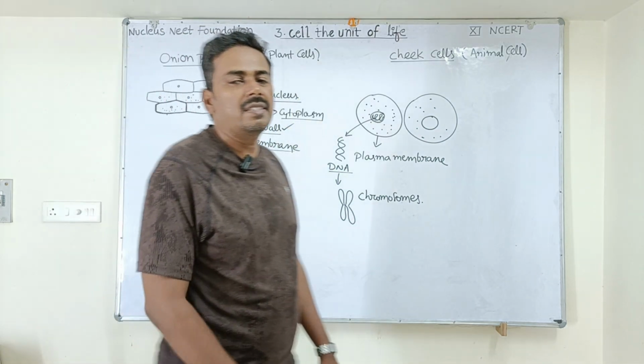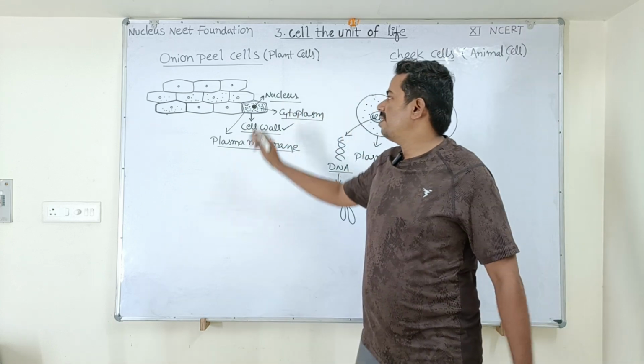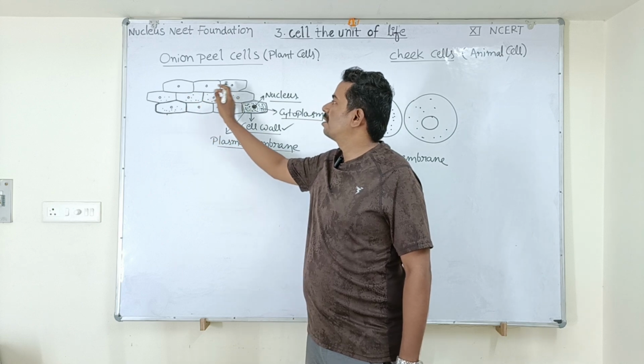What is a nucleus, child? It is the brain of the cell. It will control all the activities of this cell. Each and every onion cell has a nucleus in it.